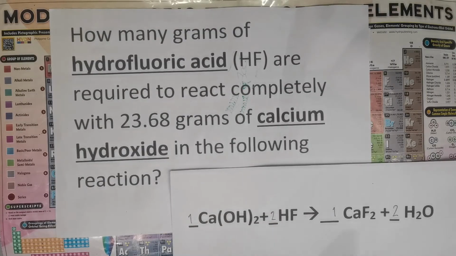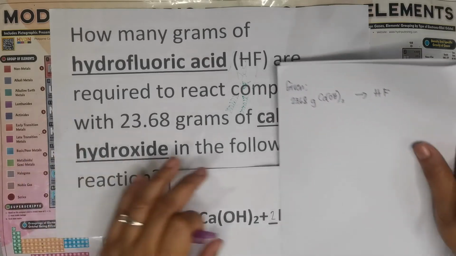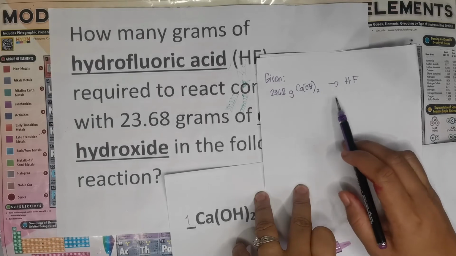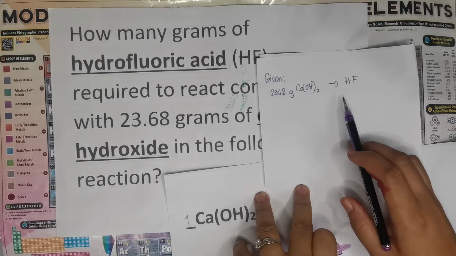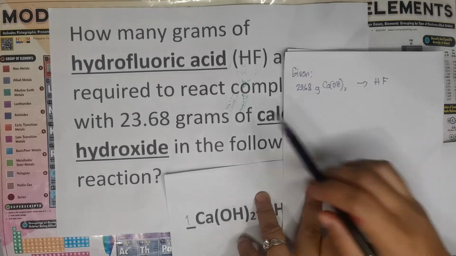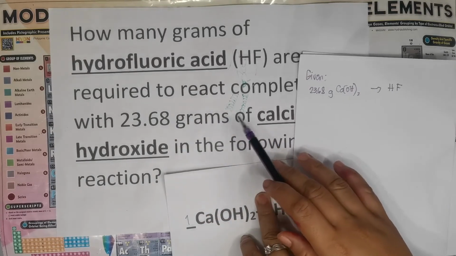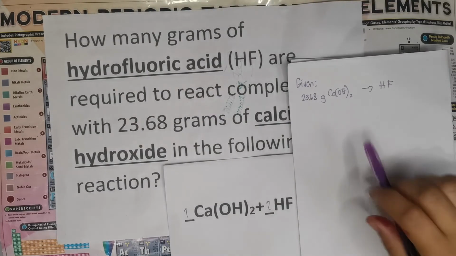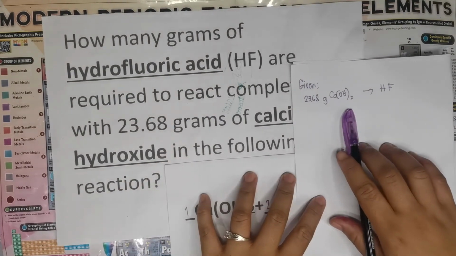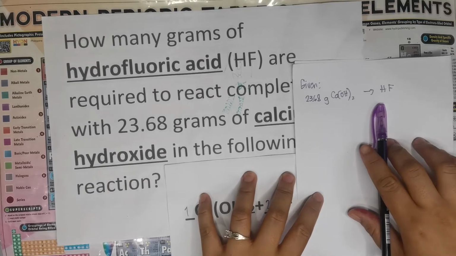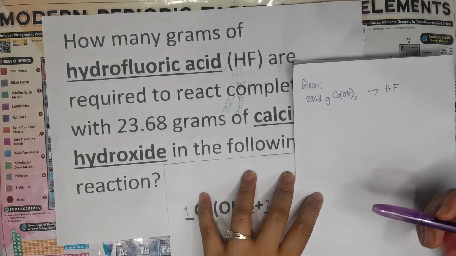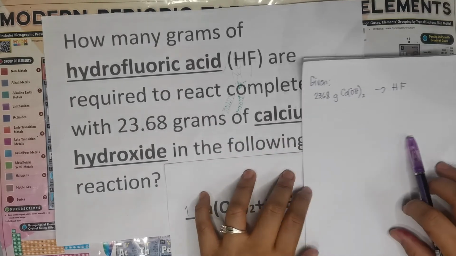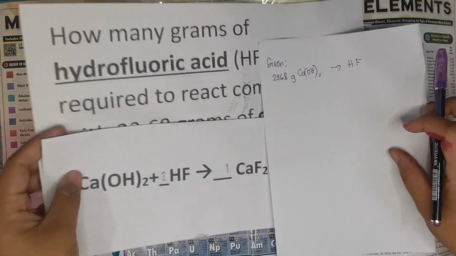Okay, so let's go with the computation. So I have written first the given. So we have 23.68 grams of calcium hydroxide. So we need to have the conversion papunta. Malaman natin kung ilan yung required na kailangan para makapag-react siya with hydrofluoric acid. We have 23.68 grams of calcium hydroxide to hydrofluoric acid for us to know ilan yung kailangan natin para mag-react siya sa hydrofluoric acid. So, let us go first to compute.